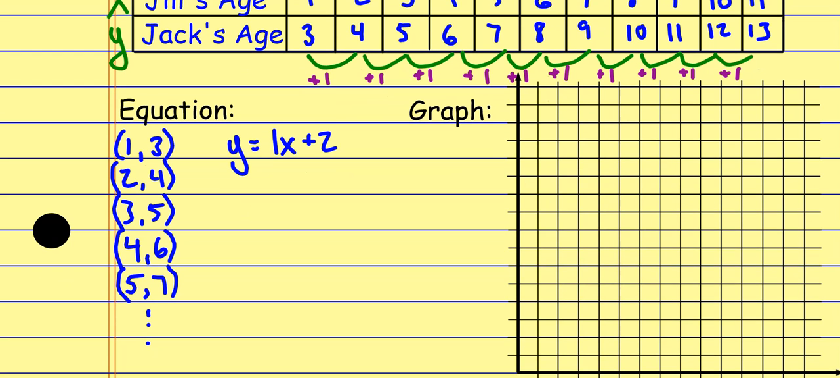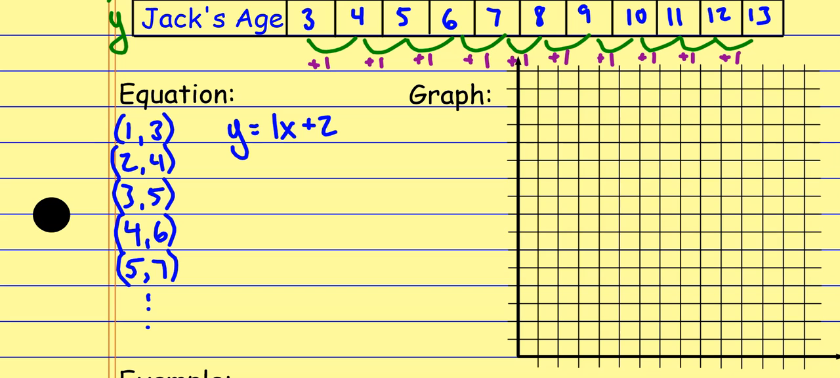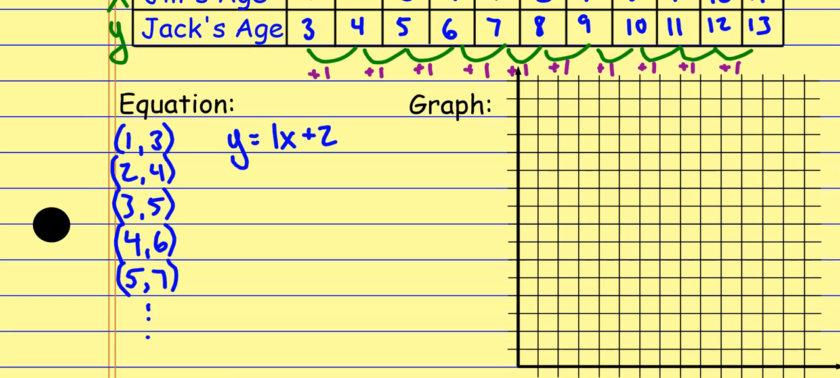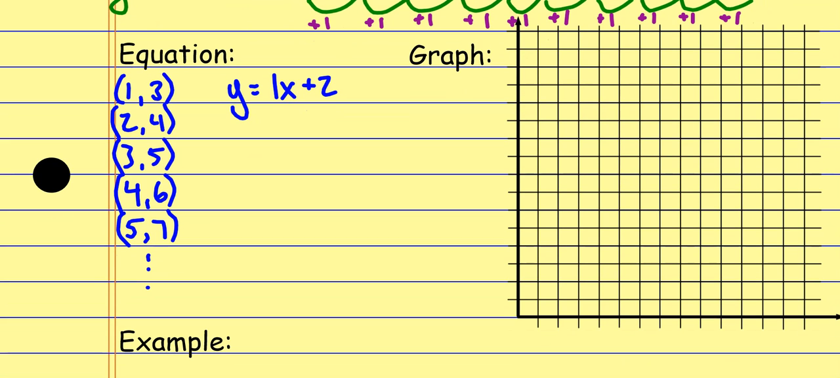And then in terms of the graph, if I was just going by ones here on the graph, I'm just going to plot each of these ordered pairs. So the first one, let me scroll down a little bit. The first one is the ordered pair (1, 3), so (1, 3) is right here. The next one, (2, 4).